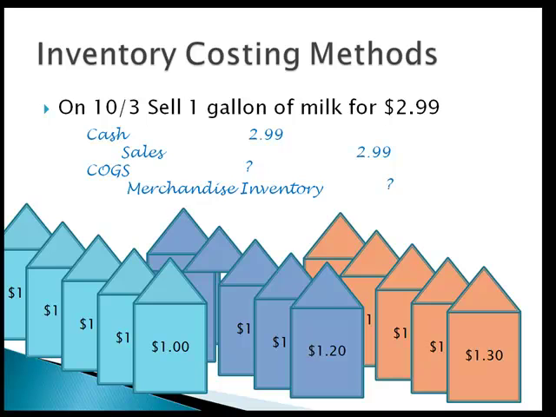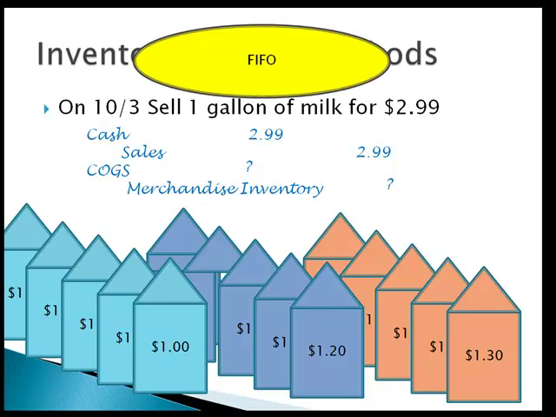If we do the same scenario again, but we pick FIFO. FIFO stands for first in, first out. So the first gallon we purchased, the first one we put on the shelf, would be the first gallon out. Under this system, we could say that this one over here to the left is the gallon that we sold. And there we have it. Our cost of goods sold is $1. Our ending inventory then would consist of all the remaining gallons of milk.